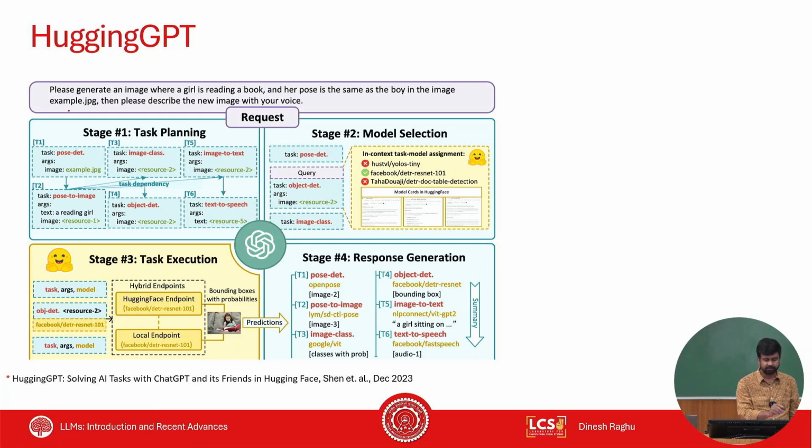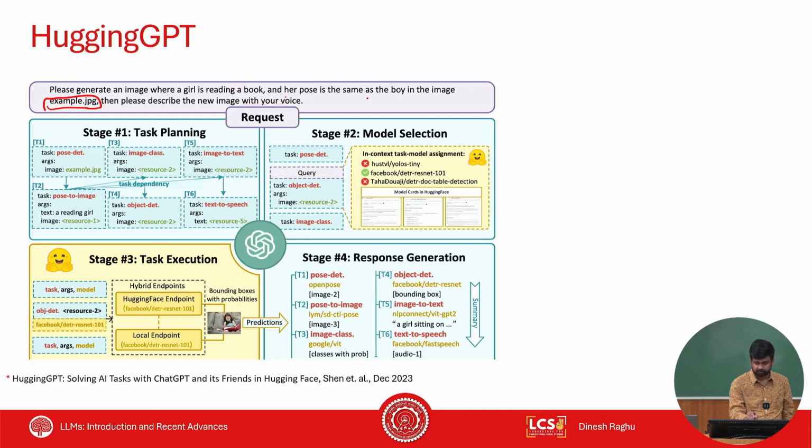One of the examples here is: please generate an image where a girl is reading a book and her pose is the same as a boy in the image example.jpg. Then please describe the new image with your voice, right? So basically you'll have to figure this out because the input here is this example.jpg image along with this whole description, right? So here you first have to figure out what is the pose of that boy, right?